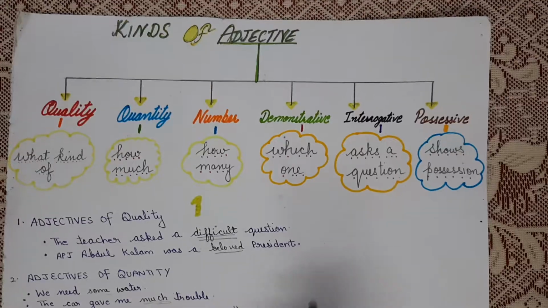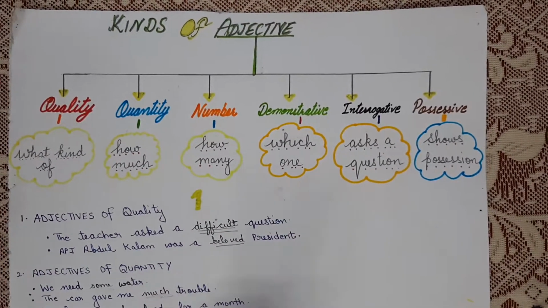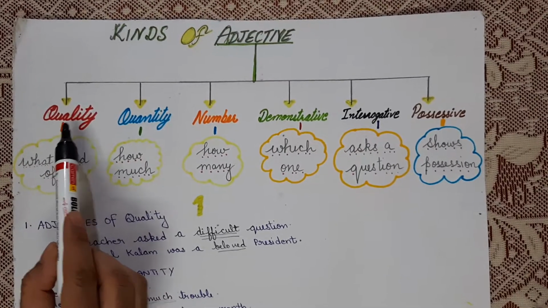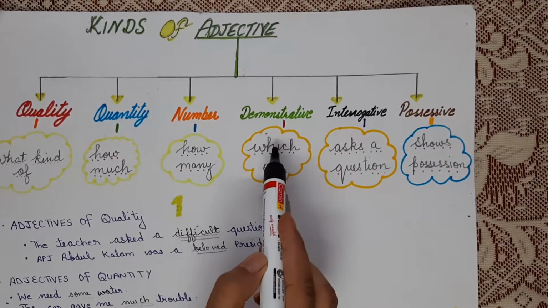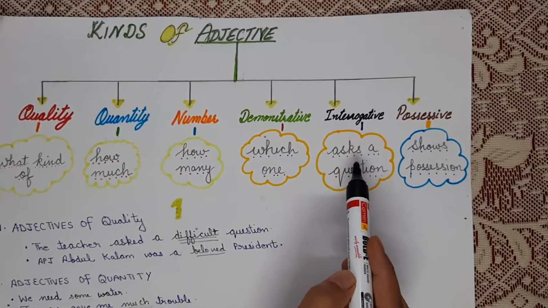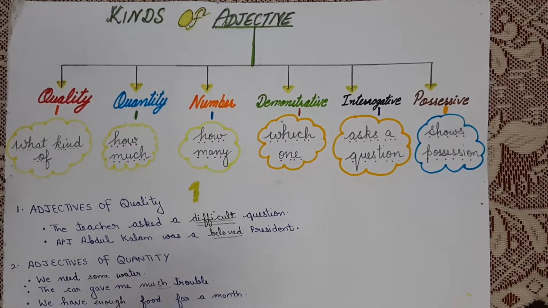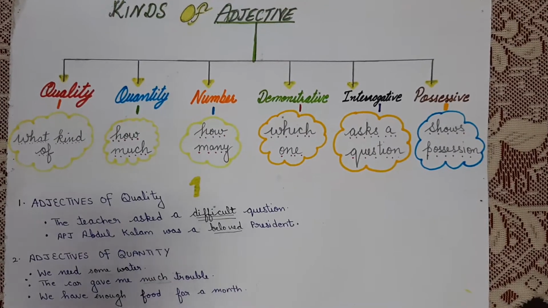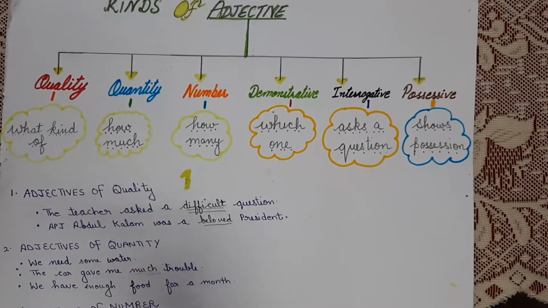Now we will do kinds of adjectives. I will be discussing with you 6 kinds of adjectives. So let us talk about kinds of adjectives. There are 6 kinds of adjectives: adjective of quality, adjective of quantity, adjective of number, demonstrative adjective, interrogative adjective and possessive adjective. Now I will be sharing with you a trick and then it will be easy for you to find out adjective in a sentence and identify its kind.